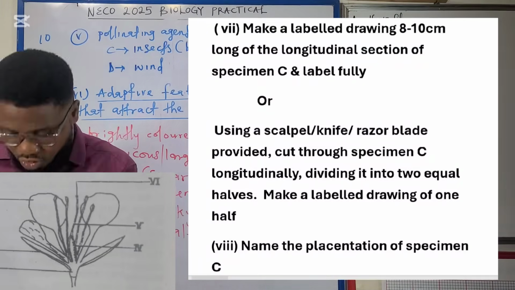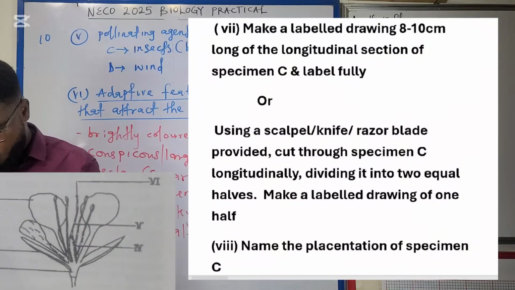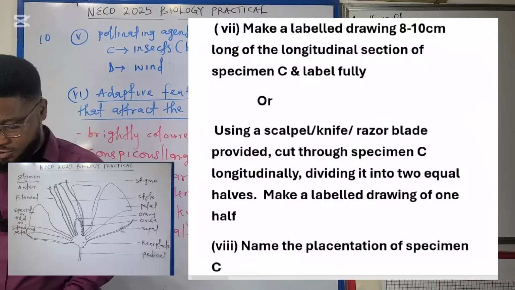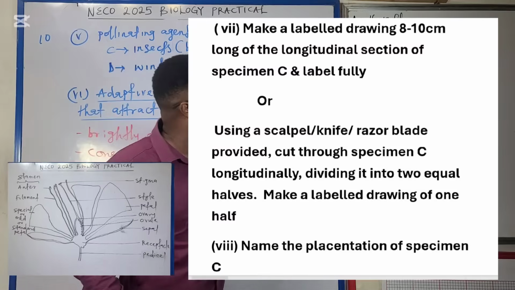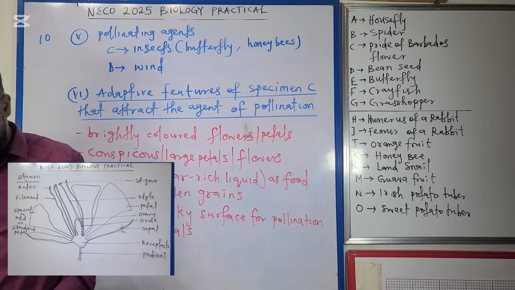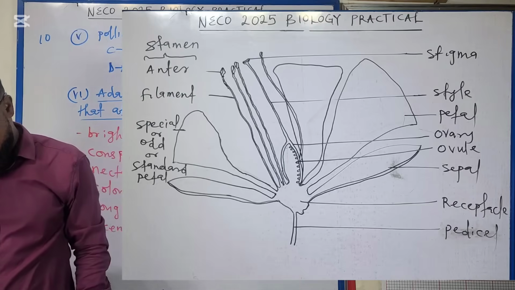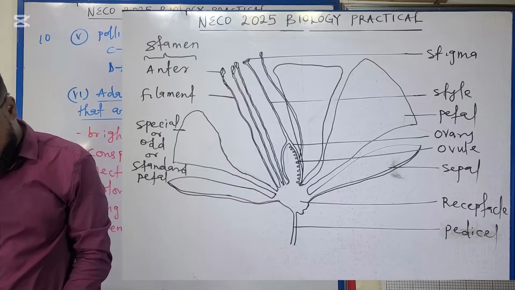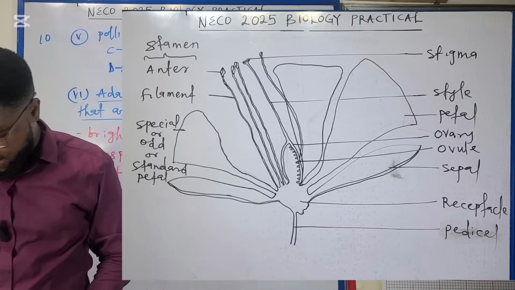Moving on to Roman figure 8, it says name the placentation. You know, from question 7, we must have used the scalpel or the knife to cut the flower longitudinally. Therefore, we should be able to see the placentation. If you look at question Roman figure 8, it says name the placentation that we have on specimen C.